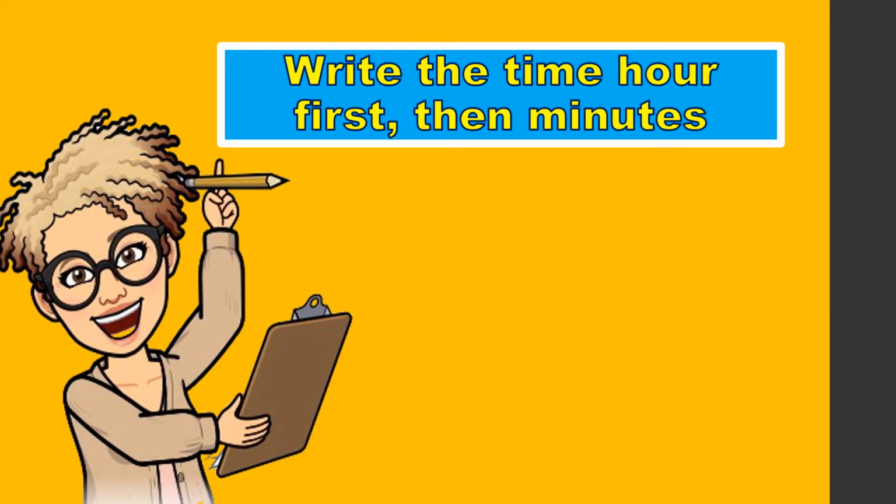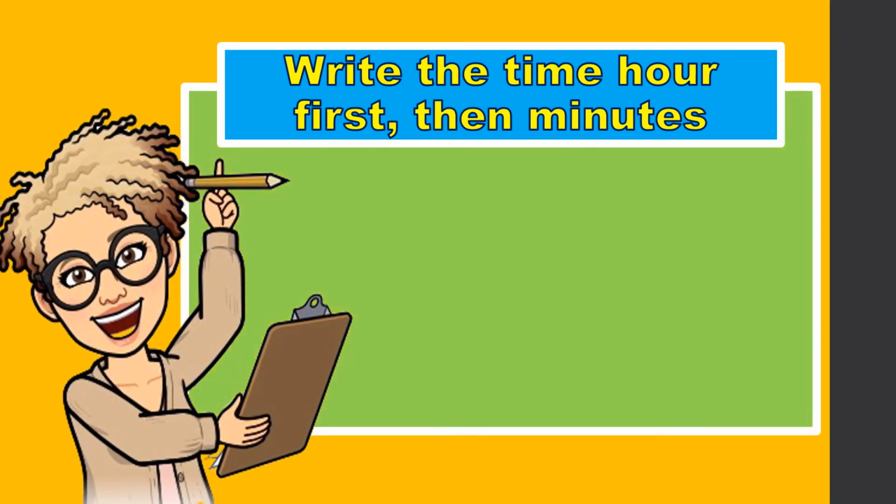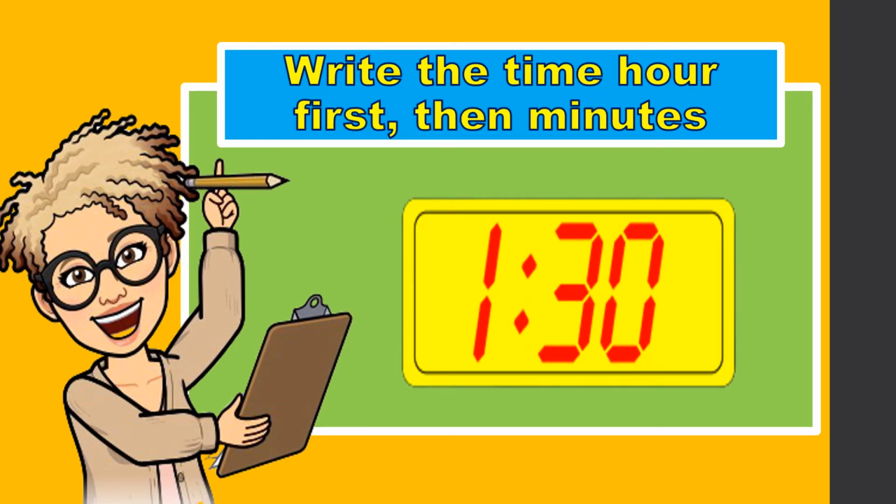It is important that we write the time, hour first, then minutes. Here's how we write the time on the digital clock. 1:30 looks like this. 1:30.